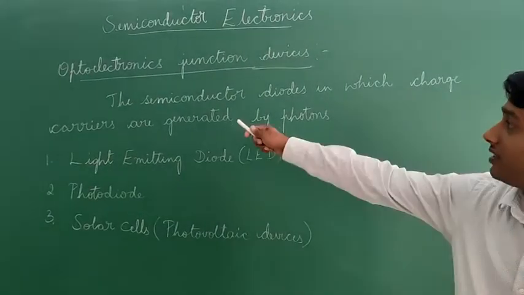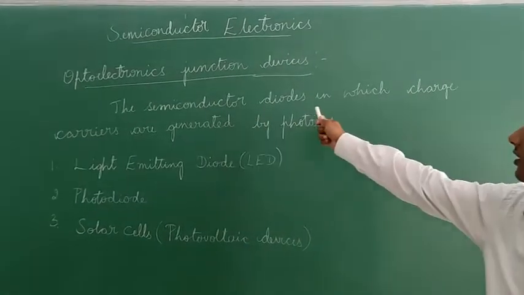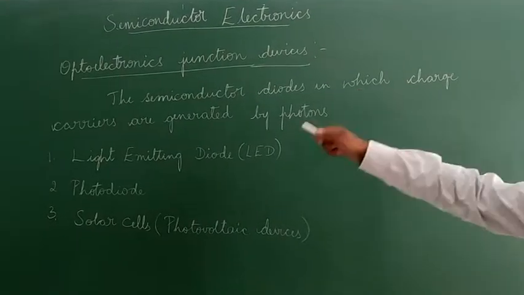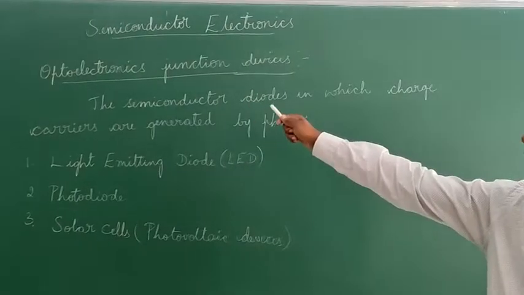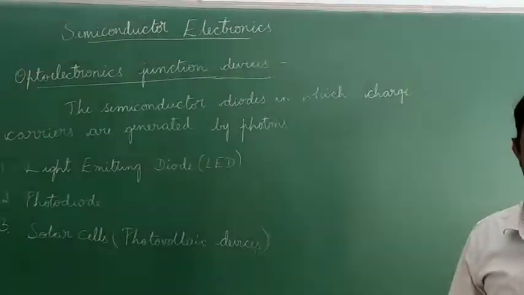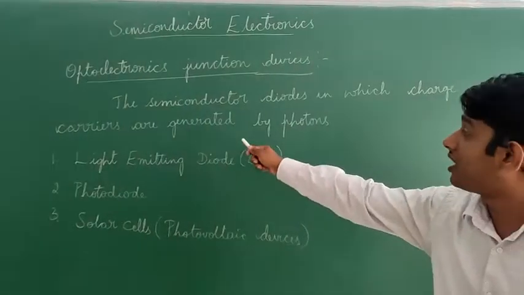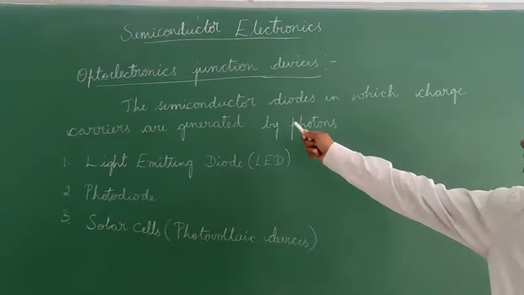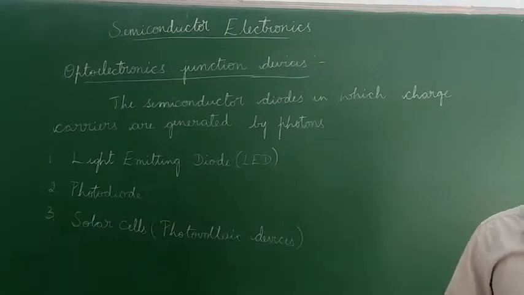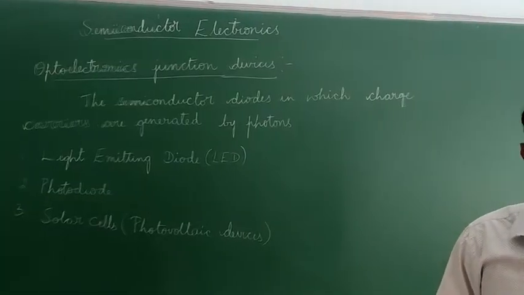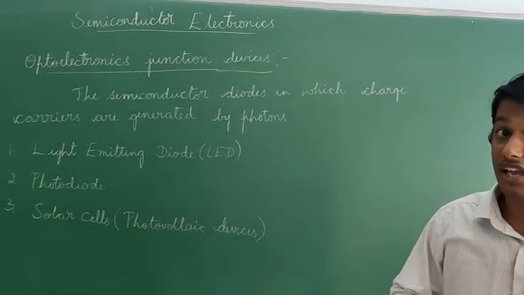The next topic is optoelectronic junction devices. The semiconductor diodes in which charge carriers are generated by photons are called optoelectronic junction devices. So, we shall study the functioning of the optoelectronic devices in this chapter.